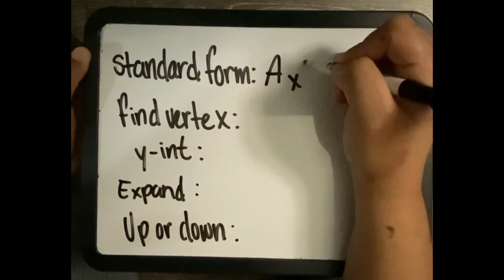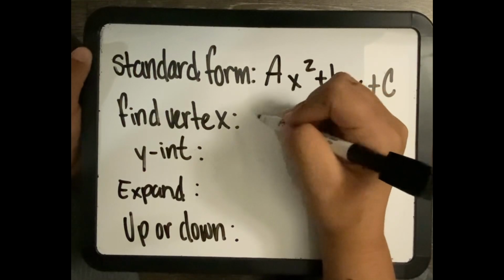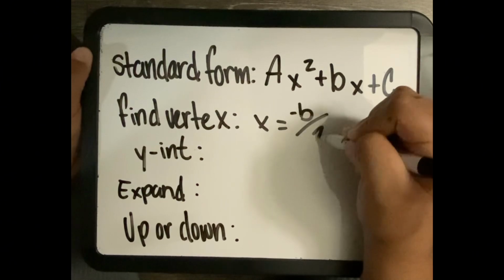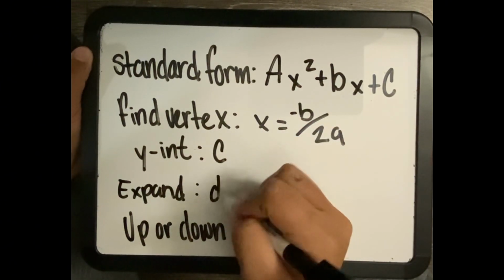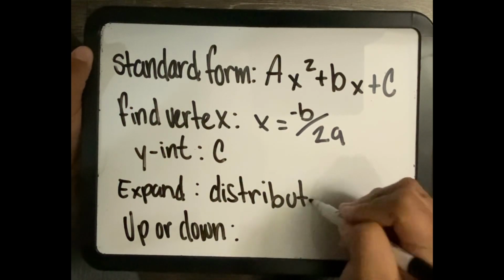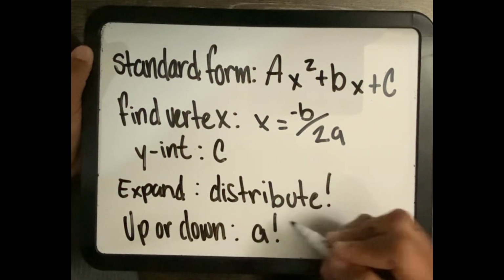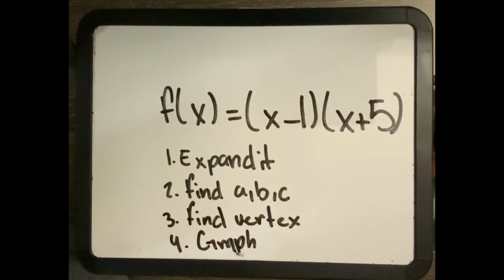Reviewing what we learned, we now know that standard form is ax squared plus bx plus c. And we also know to find the vertex, we use the equation x is equal to negative b divided by 2a. The y-intercept is always c. And you could expand from factored or vertex form by distributing. We also know that a tells us if the graph opens up or down and how wide it is. Now try your best to apply what we've learned and try this one on your own.